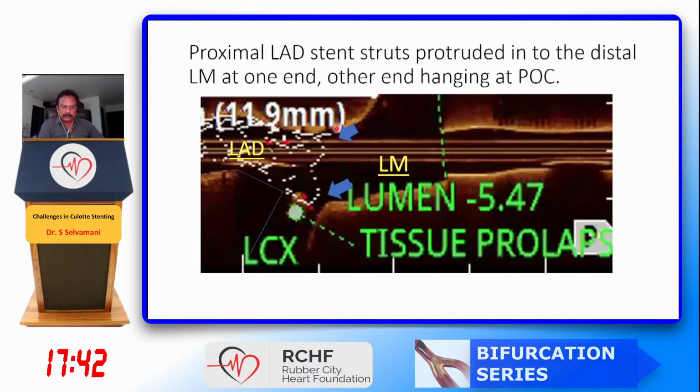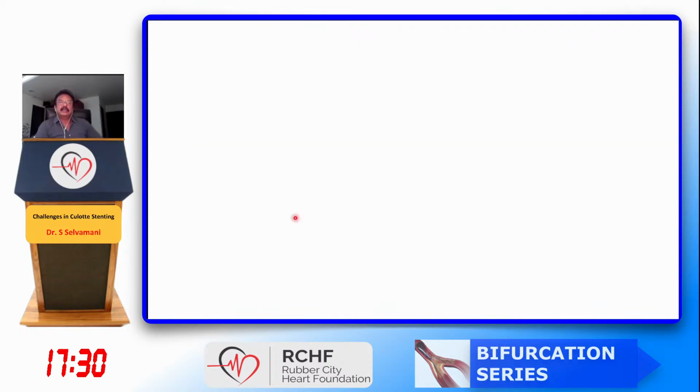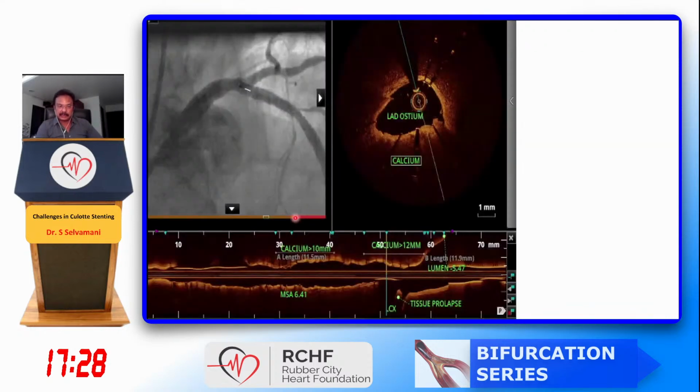When you look at the OCT here, you see that the LAD stent is extended. It's quite common, it can extend beyond and then impinge on the point of confluence, and it has come to the ostium of the circumflex. This is the ostium of the LAD, and we will not discuss all of the routine findings. We'll just concentrate on the bifurcation.